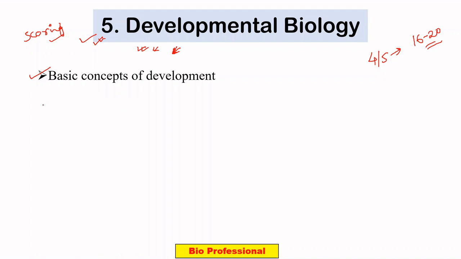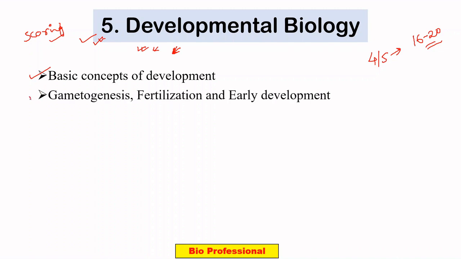You will get the basic concepts of development, like potency, commitment, specification, induction, and competence, and what each of these means. There are so many parts, so if you have your syllabus, you can just look at it. After that there is gametogenesis, fertilization, and early development. Here you study the production of gametes and the fertilization events.